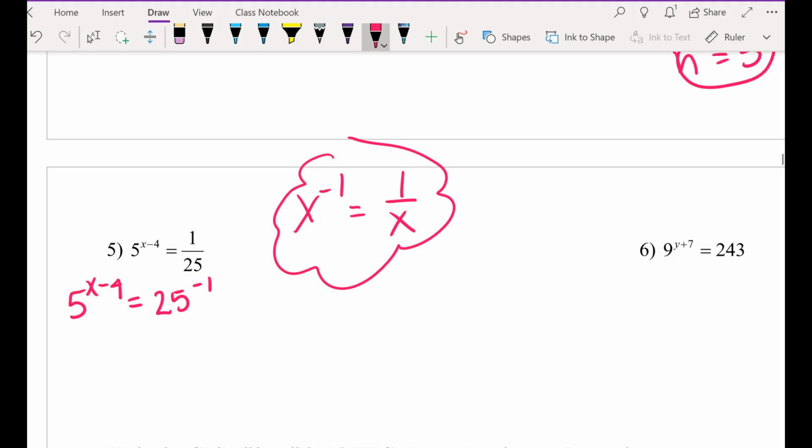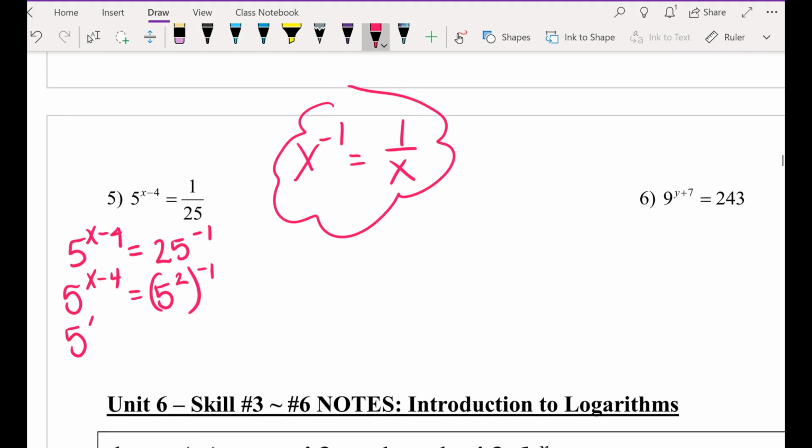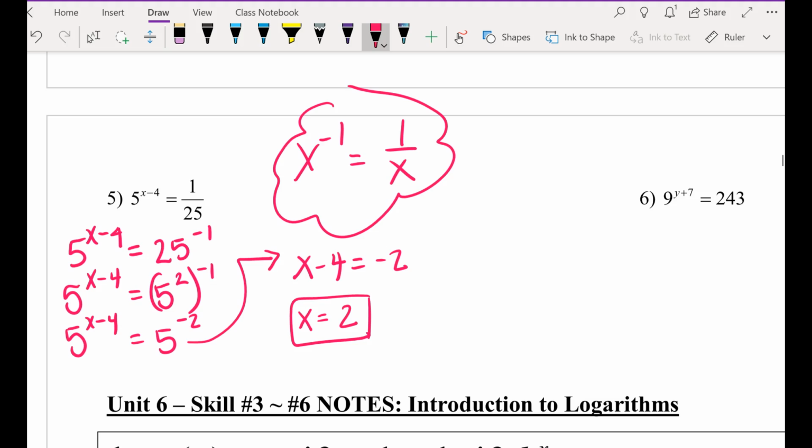Well, are the bases the same? No. So rewrite 25 as a what? 5 squared, which is, that's right, negative 2, because I'm going to multiply my powers. So we got 5 to the negative 1 times 2, which is negative 2. Now you can drop what, Daniel? The bases. Yes. So now we have exponents of x minus 4 equals negative 2. James, find the answer. 2. Add 4 to both sides. So negative 2 plus 4 is 2.